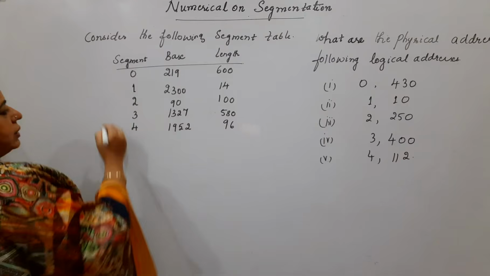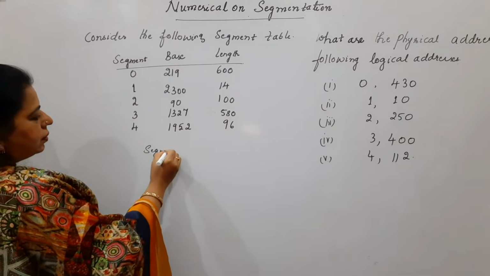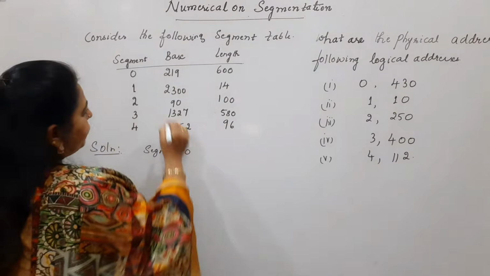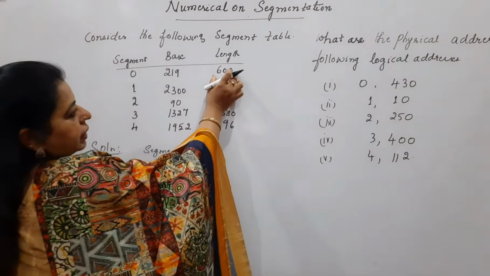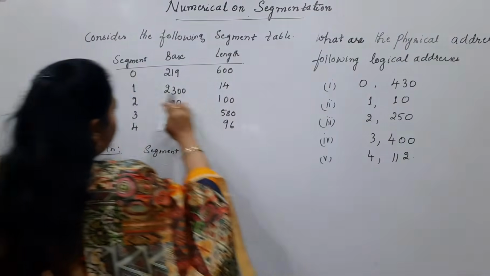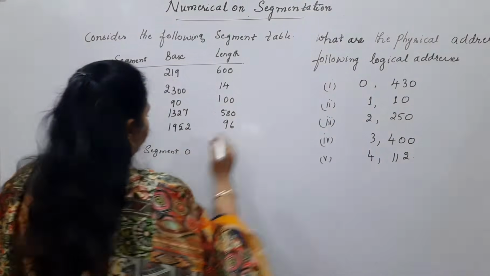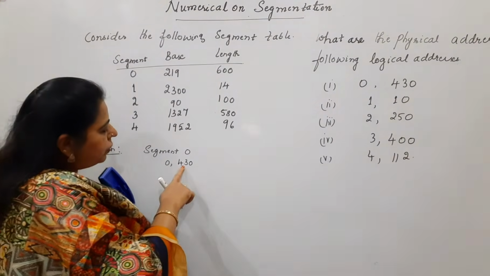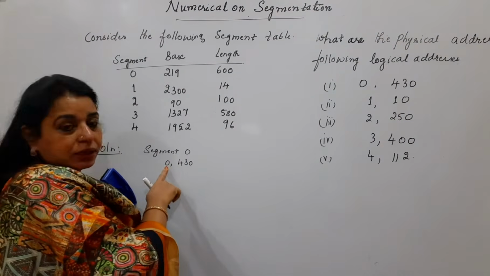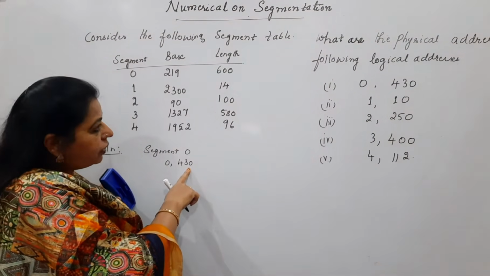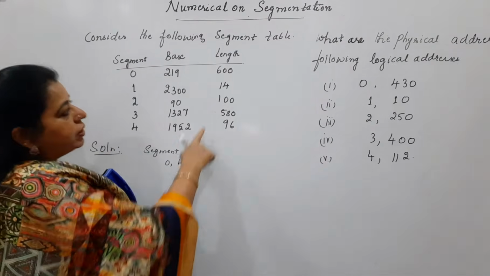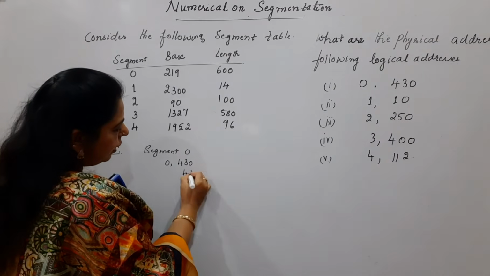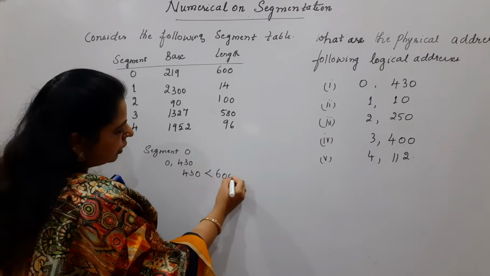Take them one by one. The first one is segment 0. This is the solution I am writing here. You are taking the logical address for segment 0, that is 0, 430. The displacement value given is 430. You need to check whether 430 is less than the length of the segment given. So here, is 430 less than 600 or not? Is it true or false?